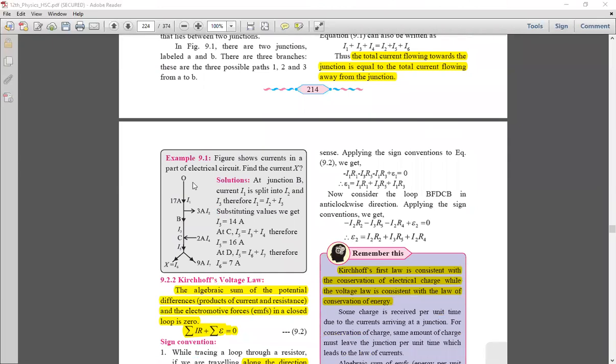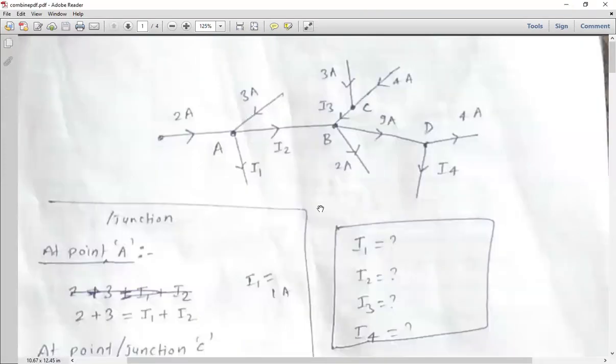We have seen this problem. I have one problem for understanding or revision of Kirchhoff's first law. Let's see that problem. This is a section of a complex circuit. Here you can see how many junctions there are. Just think for 15 seconds. Analyze the circuit.